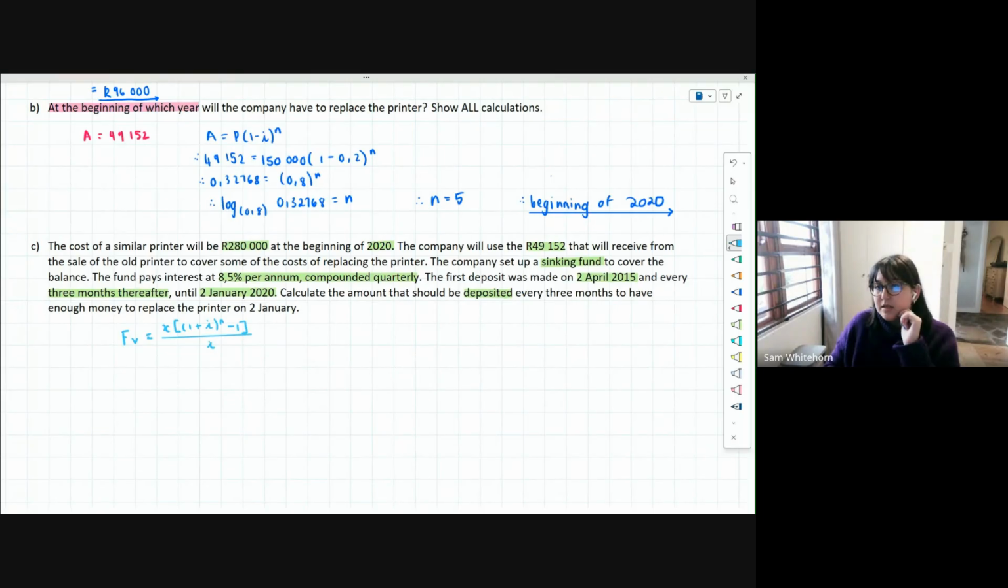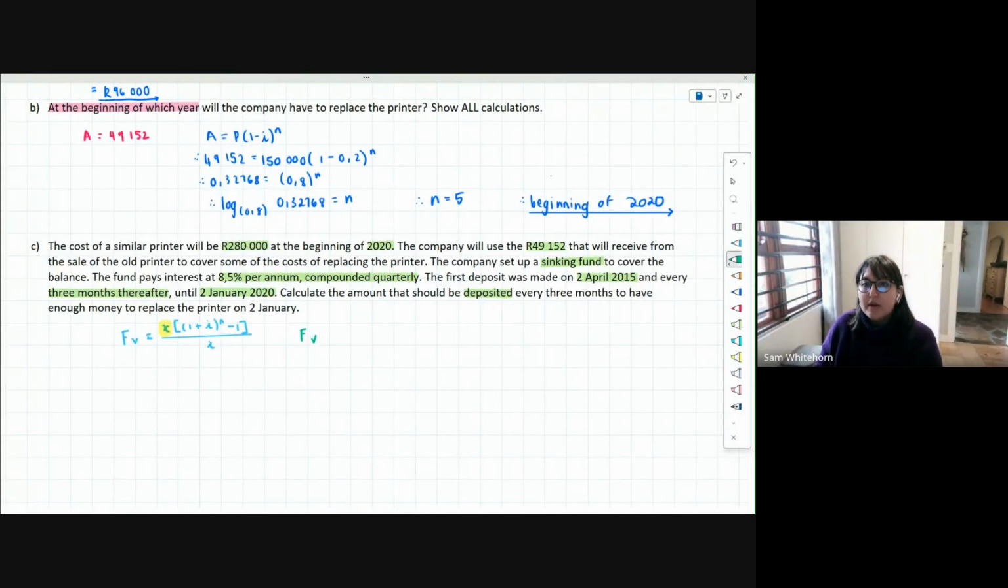Right, so this is our formula. And remember the question said calculate the amount that should be deposited. So we're trying to find X. So we shouldn't have a value for X from this information. So let's see what we need to find. We need to find the amount that we need to save. That's what the future value means. It's how much we want to have saved. How much should our account eventually yield?